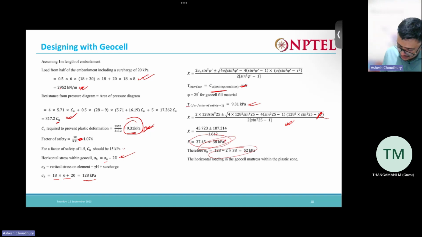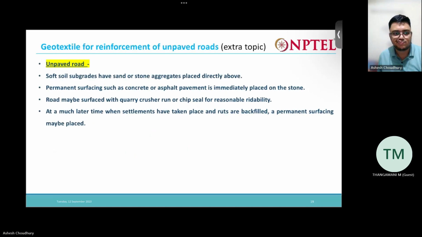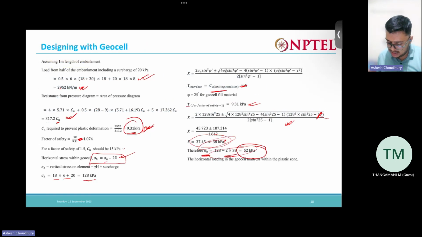From that x, we find this sigma h by using this expression. So sigma v minus 2 times this x will give you sigma h. As we had discussed, the tensile strength should be greater than this value. Tensile strength here is 52 kN/m, so the tensile strength should be at least 52 kilonewton per meter. I will again suggest that you go through that paper which I had mentioned. In that, clearly everything is written.